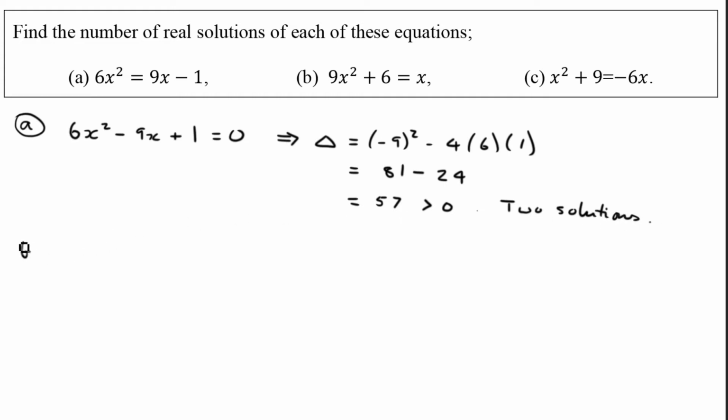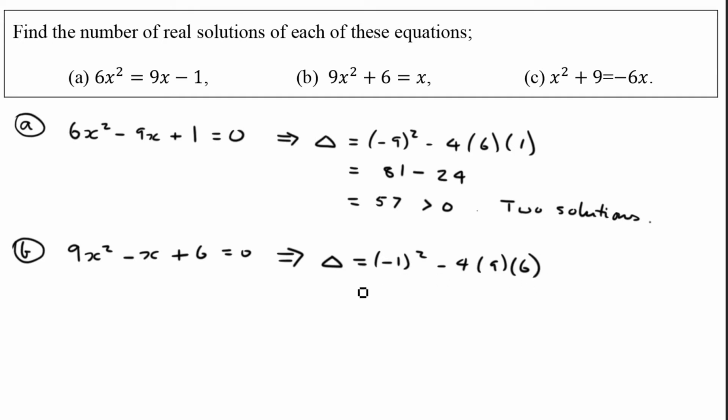In part B, again, we need to rearrange before we can get started. We can write this as 9x squared subtract x plus 6 is 0, and now we can use the discriminant. The discriminant in this case is negative 1 squared subtract 4 times 9 times 6. That is 1 subtract 216, which is negative 215. Again, the value is not so important to us as the fact that this is less than 0, and therefore we have no real solutions.